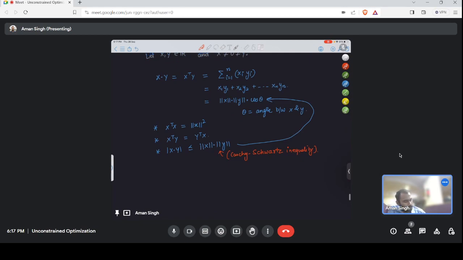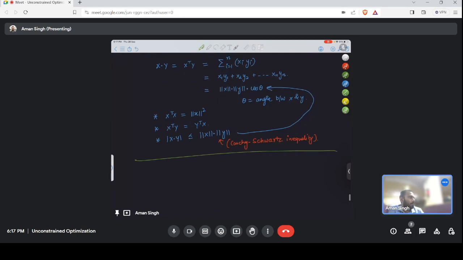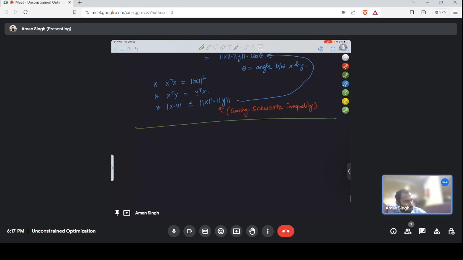Okay. Now, from inner product and dot product, let's come to orthogonality. So what is orthogonality? Orthogonal is related to perpendicular. Most of you might also know about this. I'll just write its definition.